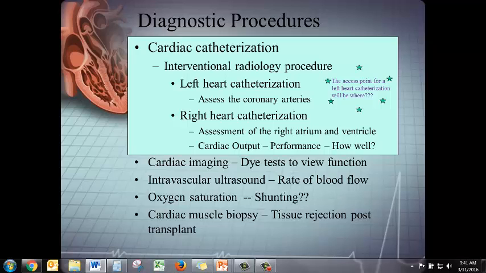Finally, cardiac muscle biopsy is performed to test whether the tissue is potentially being rejected post-transplant. I think that one speaks for itself.